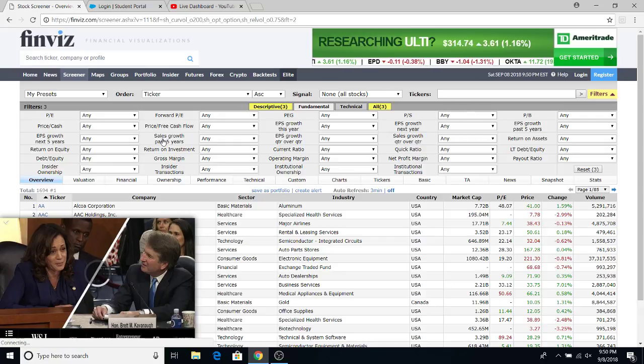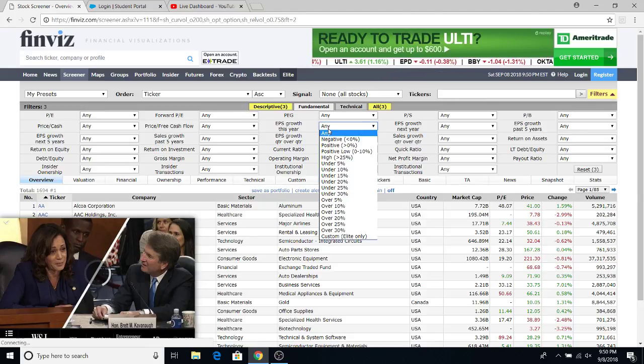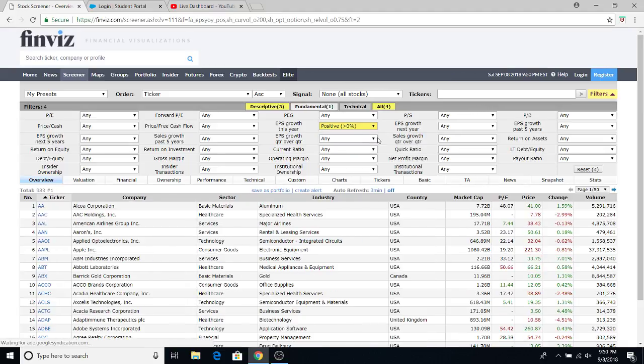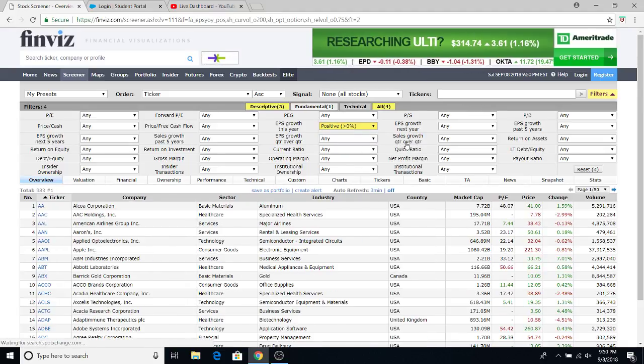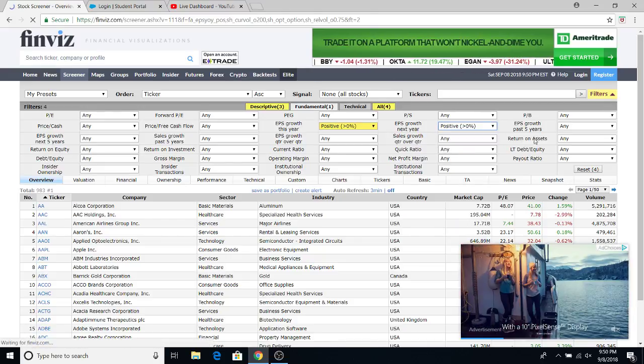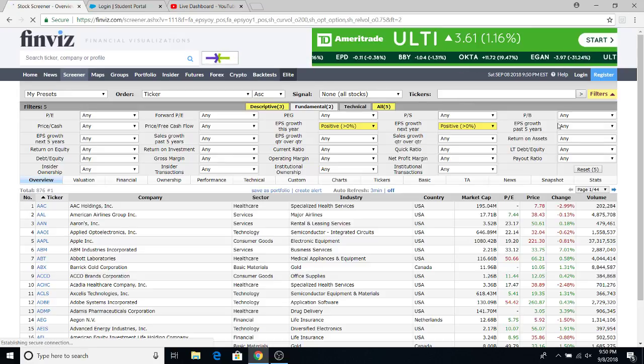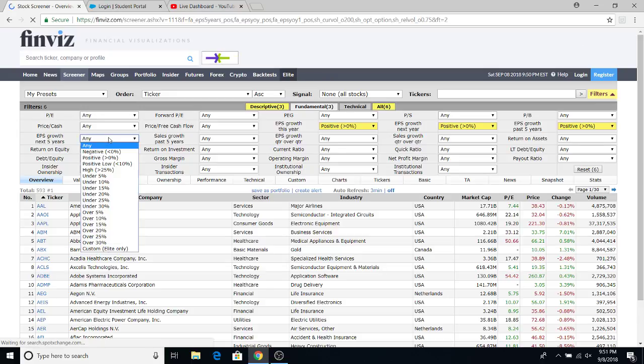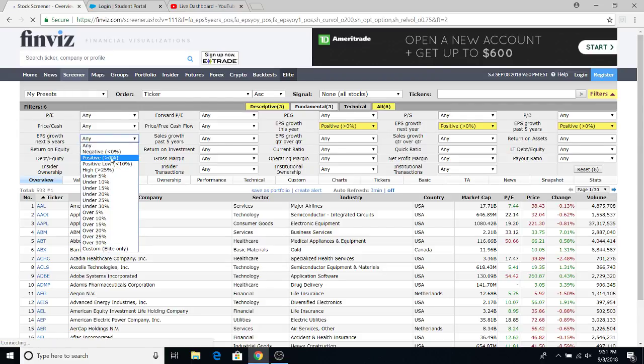Now let's go to fundamentals. Fundamentals is key. Right now, if you add fundamentals plus technical analysis, you will get great returns. Okay, we have EPS growth this year. Positive. I want positive EPS growth this year. That sounds like a good idea. I want EPS growth next year. Well, yeah, we're just going to keep growing. EPS growth past 5 years. Well, why not? EPS growth next 5 years.